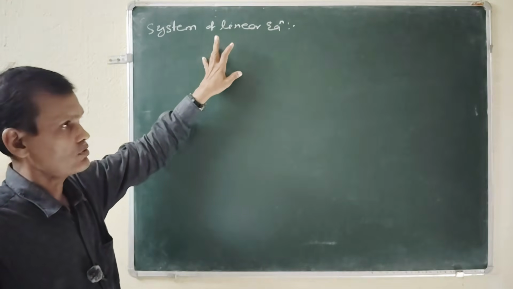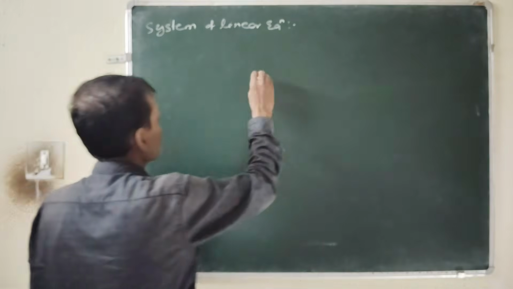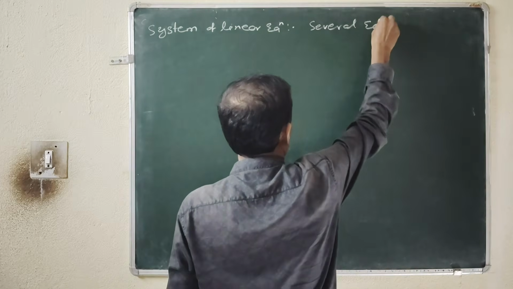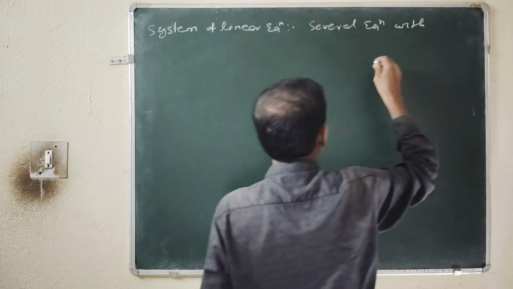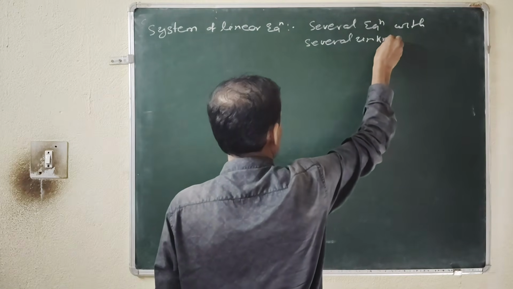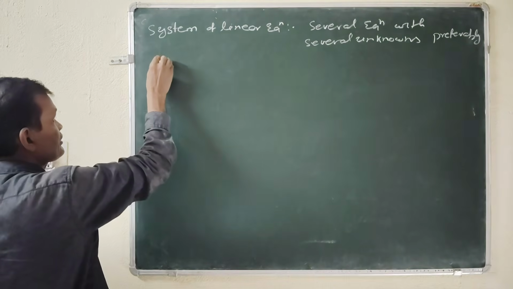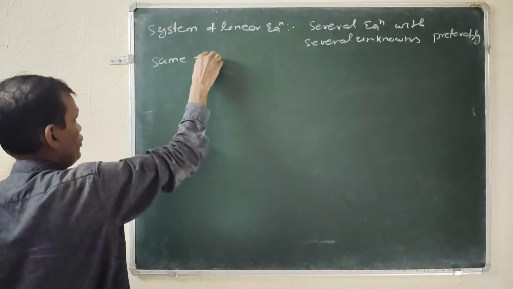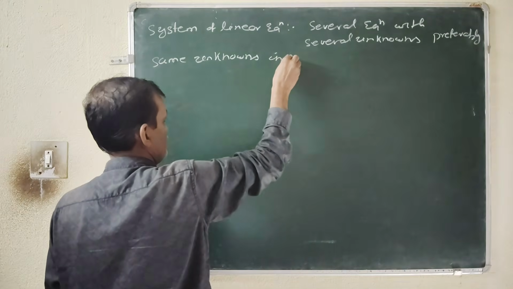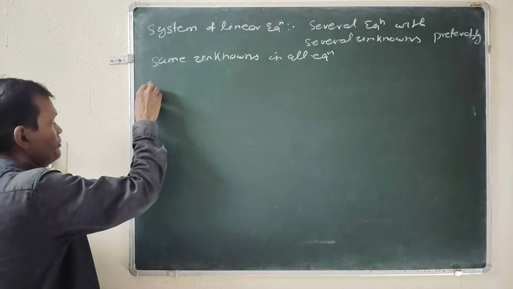Then a system of linear equations means we will have several equations with several unknowns. So a system of equations means several equations with several unknowns, preferably the same unknowns in all equations. Okay, let us consider one example.